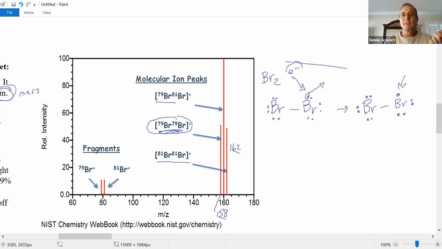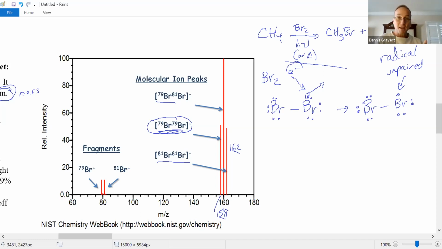And this is unpaired. That's the definition of a radical. You remember when we were doing chlorination or halogenation of alkanes? Maybe we would take Br2, hit it with heat or light, h nu for light, delta for heat, and you could halogenate it, do a substitution reaction. Yeah, you remember that old reaction. And then the mechanism was initiation, propagation, termination.